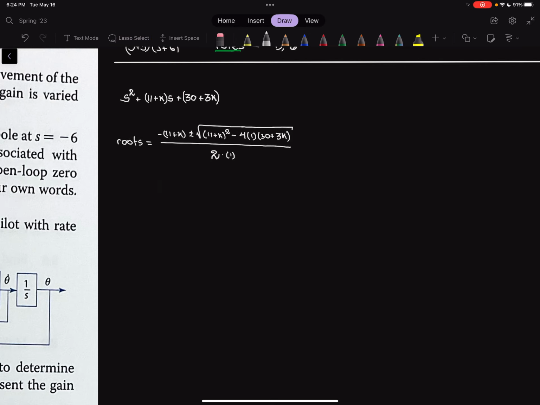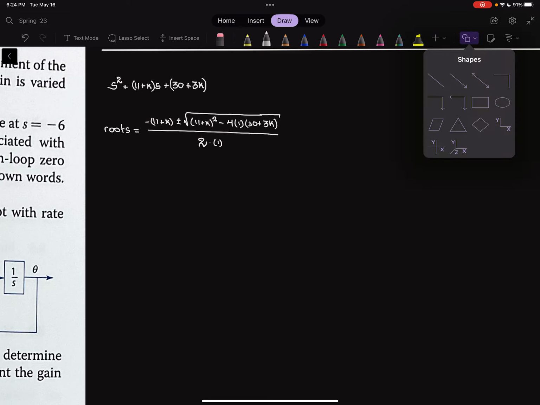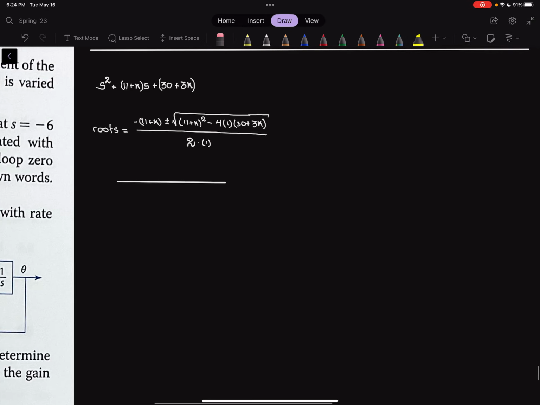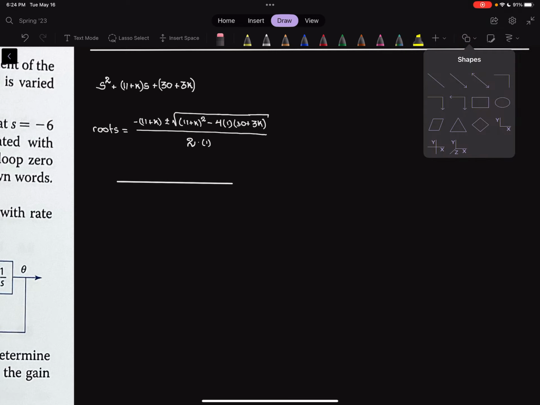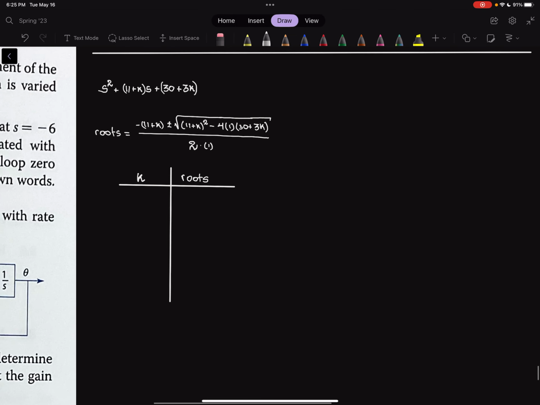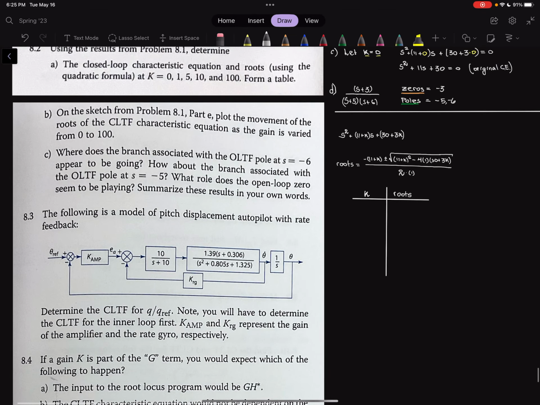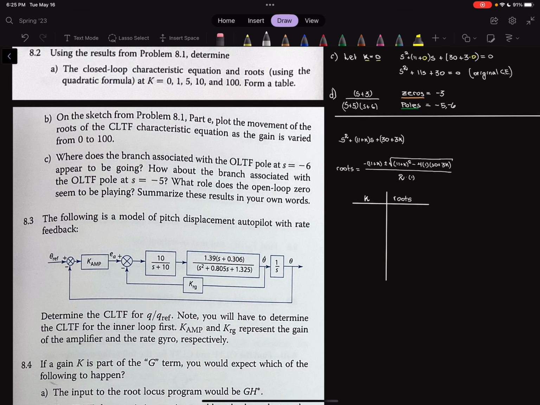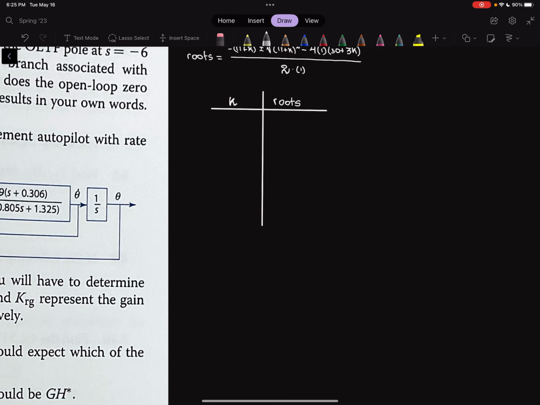Now that we have this, what do we do? Well, let's create a table, because that's what they ask us for, and we want to know the roots. As k changes, we want to know what the roots are. They're telling us to calculate that for a k of 0, 1, 5, 10, and 100.